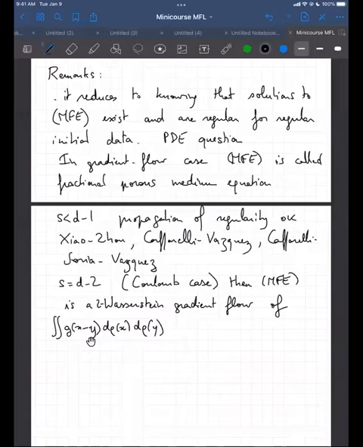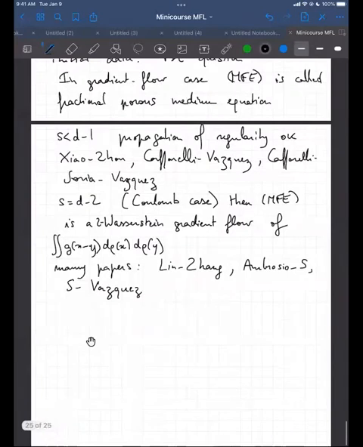And so this was exploited by Ambrosio and myself. So there are many papers on this equation, not all using the gradient flow structure, but the first one was by Lin and Zhang. Lin Zhang was here. And there's this paper by Ambrosio and myself, which exploits the gradient flow structure. And there is some later paper by Vazquez and myself. There's also some Serfaty paper. So in any case, the bottom line is when s is d minus two, it's okay.